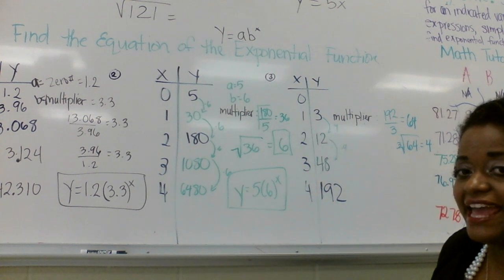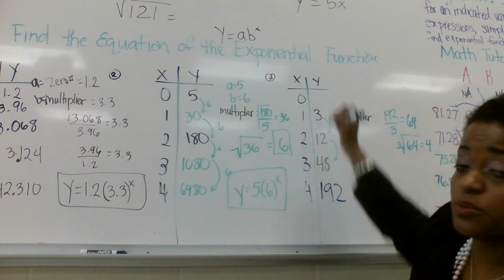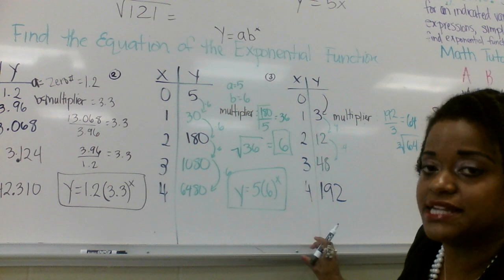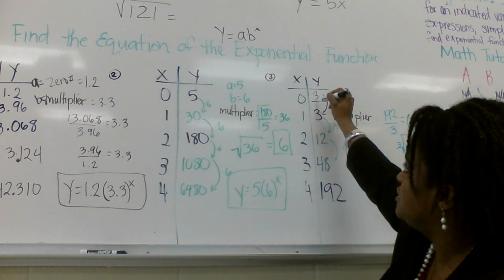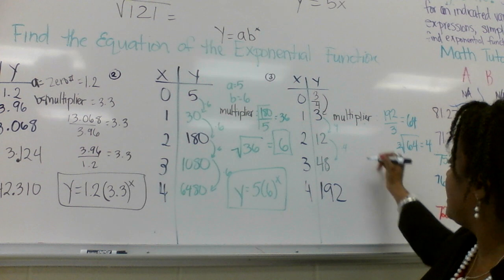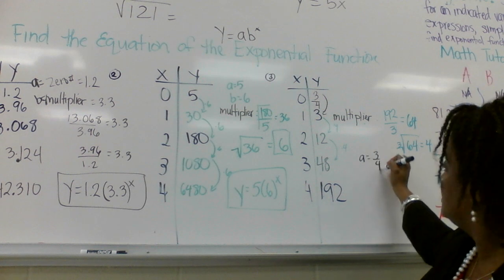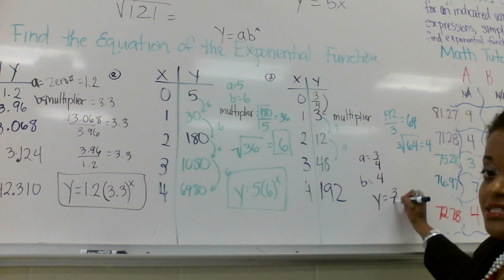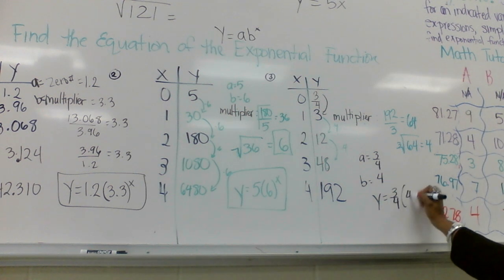All right, and let's go backwards. What is 3 divided by 4, right? Now, I know a lot of you want to make it a decimal, but I would rather make it a fraction. That's 3/4. So my A is 3/4. My B is 4. My equation is 3/4 times 4 to the x power.